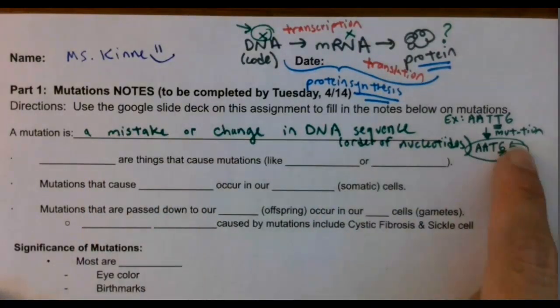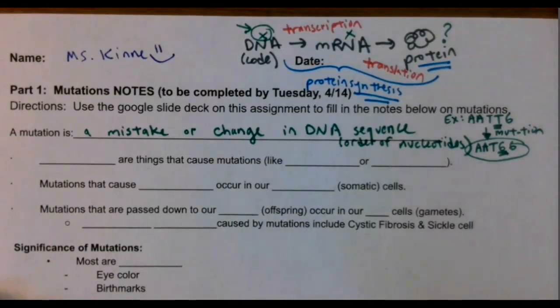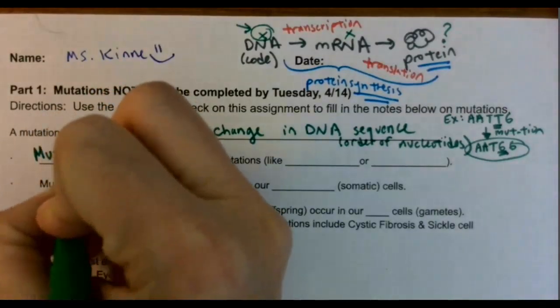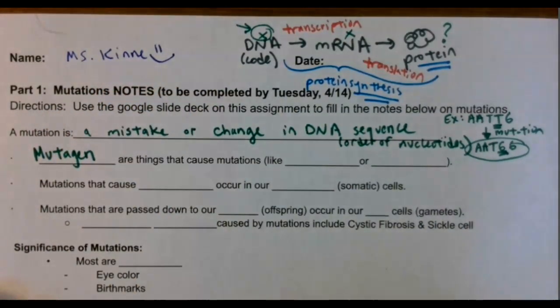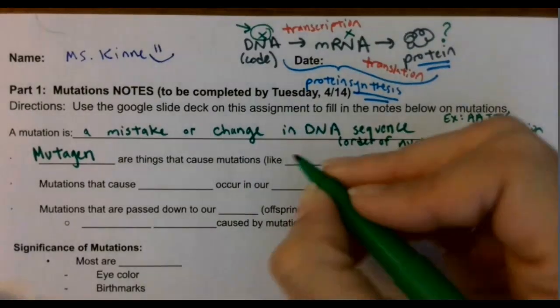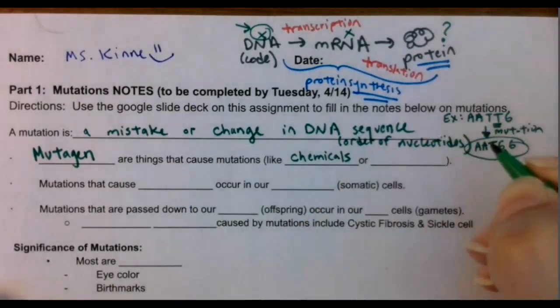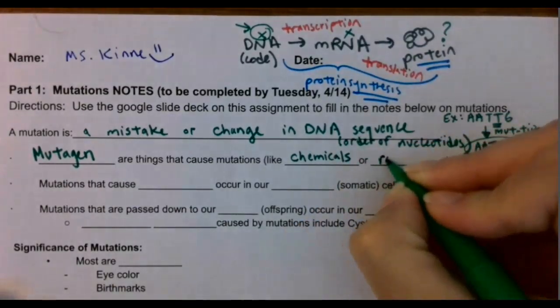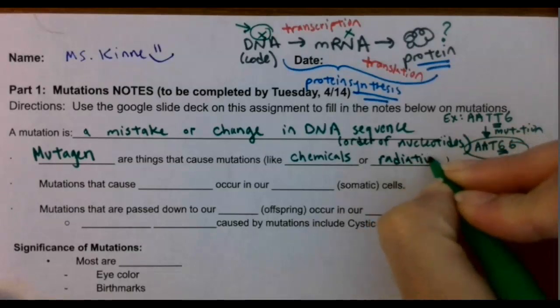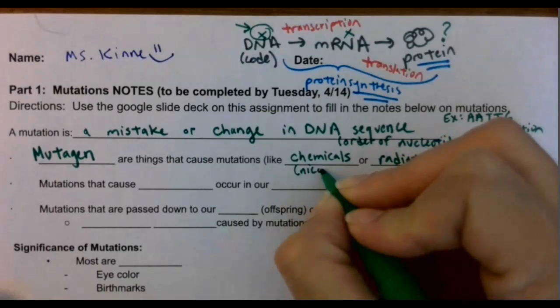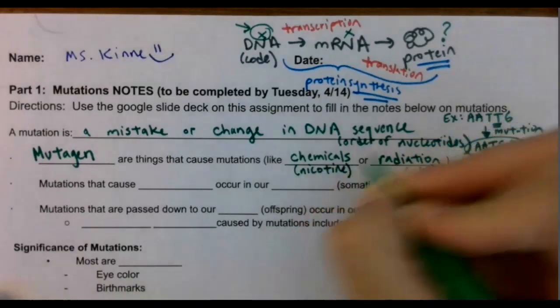So what causes these changes in the DNA? Lots of things cause these changes in the DNA. These things that can cause mutations are called mutagens. A mutagen is something that causes a mutation. These could be chemicals, or radiation, like UV radiation from the sun, or nicotine for a chemical, which is found in cigarettes.